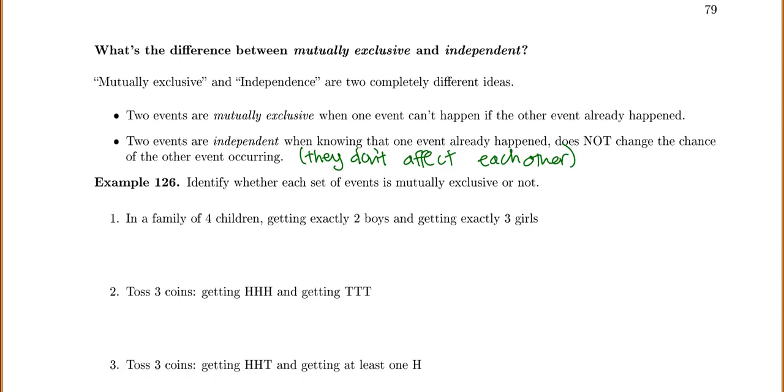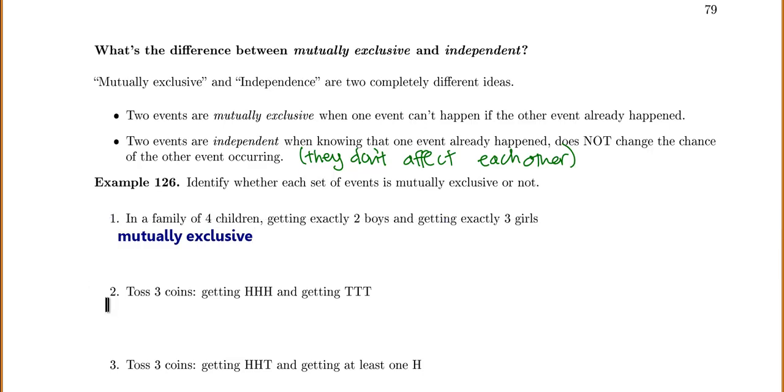So let's go through our next examples, and for each example we're going to talk about whether these events would be mutually exclusive or not. Remember, mutually exclusive means can they happen at the same time. So in a family of 4 children, getting exactly 2 boys and getting exactly 3 girls. That can't happen at the same time because then you would have 5 children. So this would be mutually exclusive.